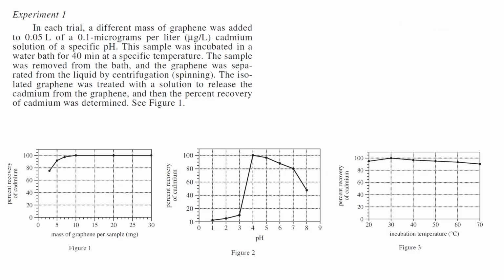So in experiment 1, looks like they're adding graphene to 0.5 milligram cadmium to a solution. It's incubated in a water bath, then separated, and they're measuring percent recovery for cadmium. I don't need to understand that deeply, and I see that represented in figure 1. Mass of graphene per sample, percent recovery. I see percent recovery in each one. Looks like pH changes in figure 2 and temperature changes in figure 3. That's it. Then get to the questions.